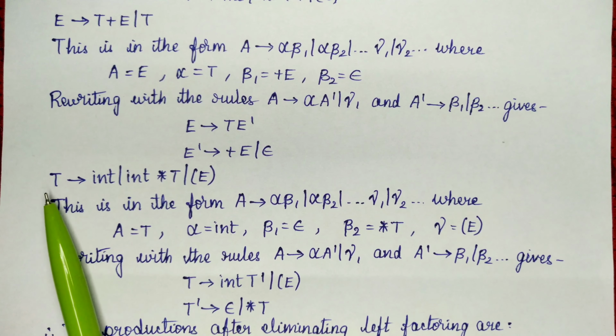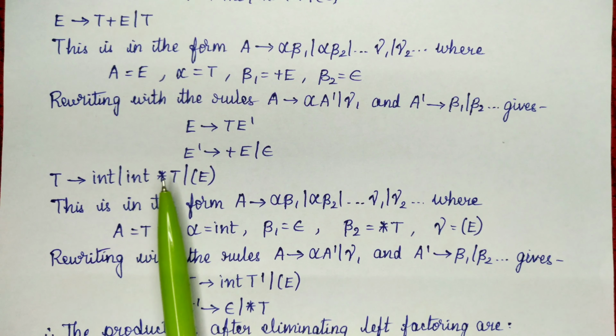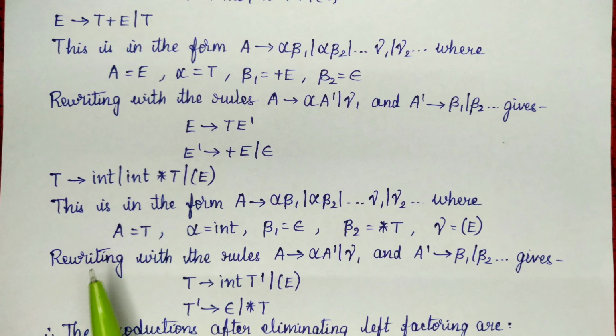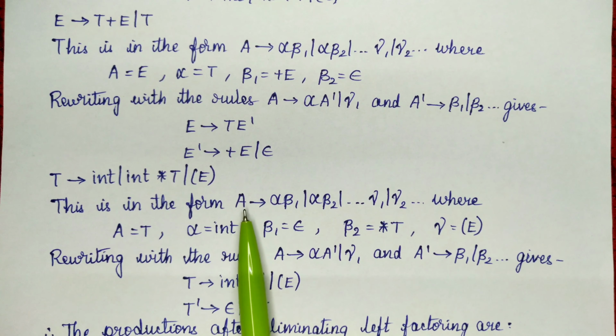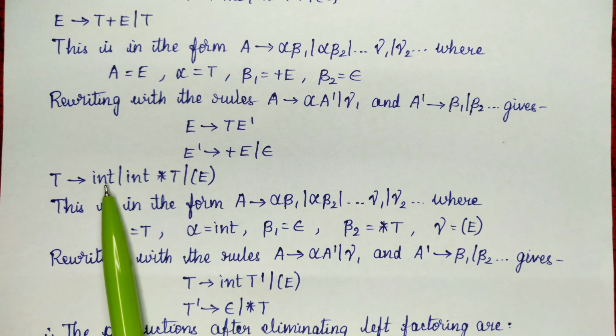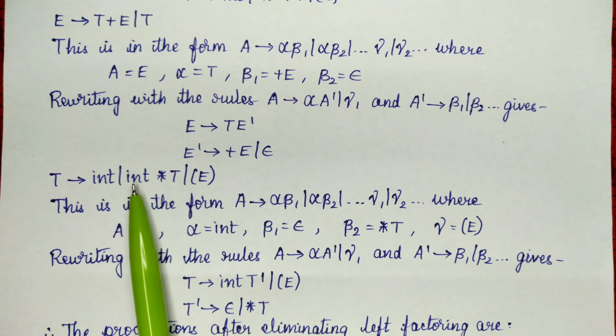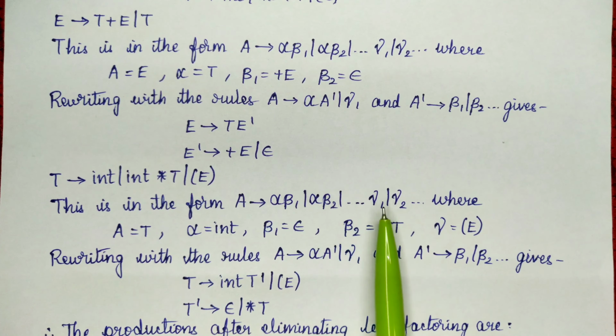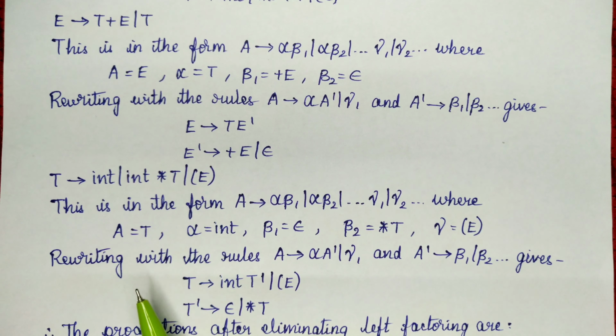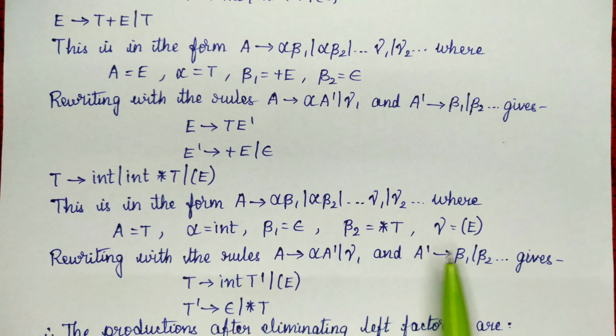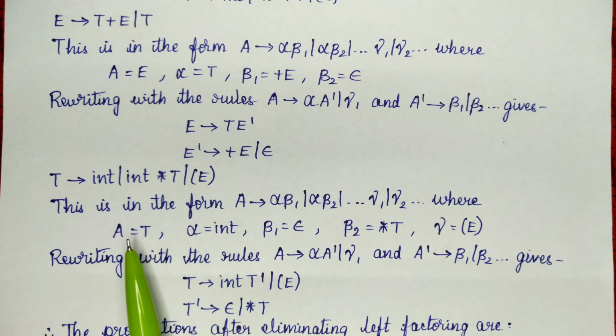And in the second grammar, we have T implies int or int star T or within the parenthesis E. So compare it with our grammar. A means T, alpha means int, and we don't have beta here. And next, alpha means int and beta 2 means into T, and gamma means within the parenthesis E. So rewriting with our rules, A means T implies alpha int, A prime means T prime or gamma means within the parenthesis E. And next, A prime means T prime implies beta 1 means epsilon or beta 2 means into T.